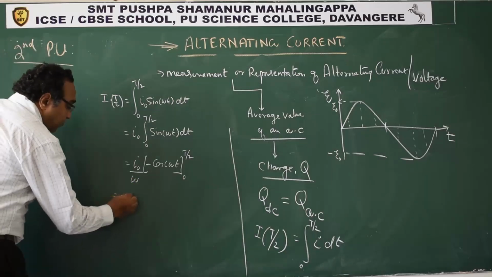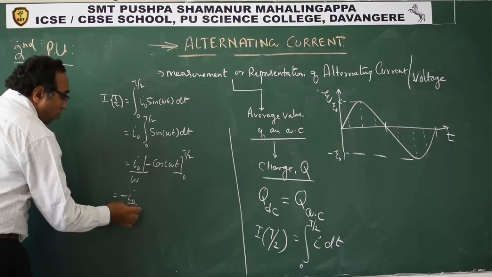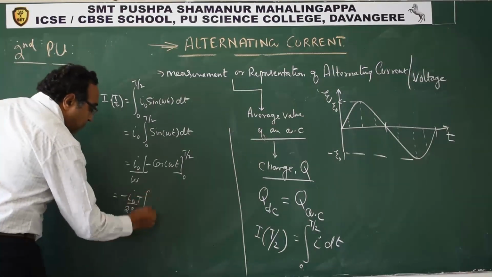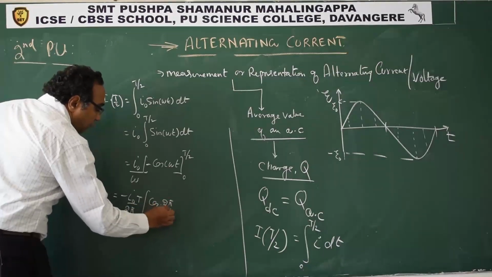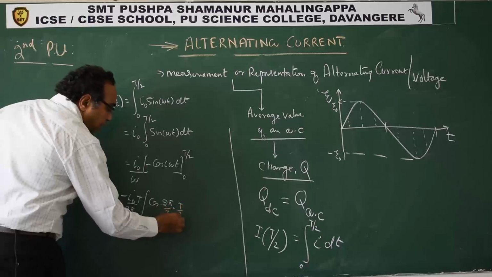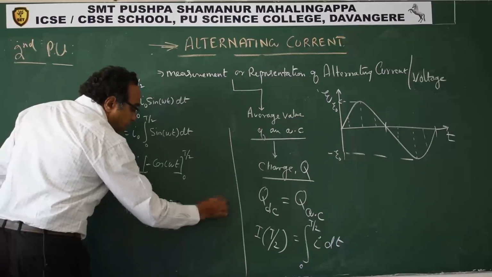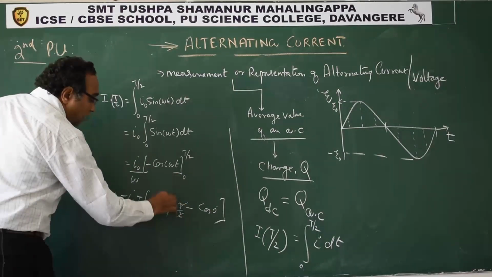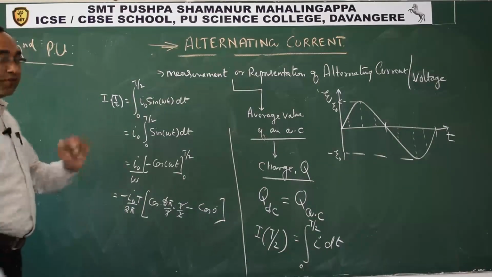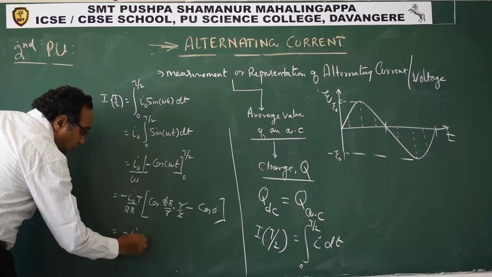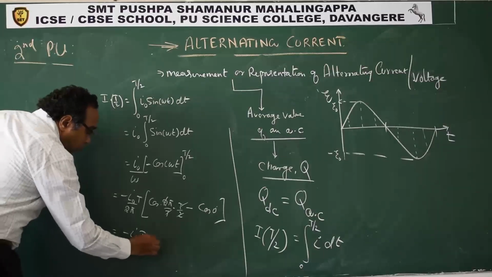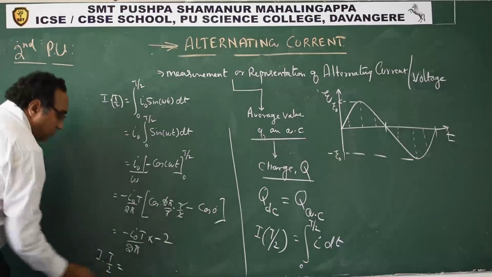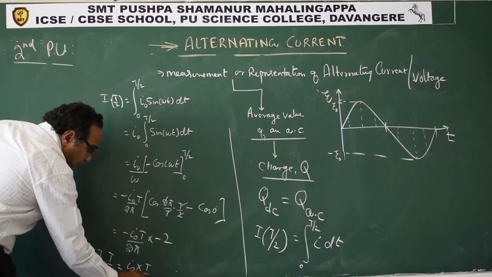Now you can take the minus common: I naught by omega. Omega is 2 pi by T. Cos of 2 pi by T at the upper limit T by 2, minus cos 0, because t is 0. So what will you get? T cancels, 2 cancels. Cos pi is minus 1. So what do we get now? Minus I naught T by 2 pi into minus 2. So I into T by 2 is equal to I naught into T by pi.